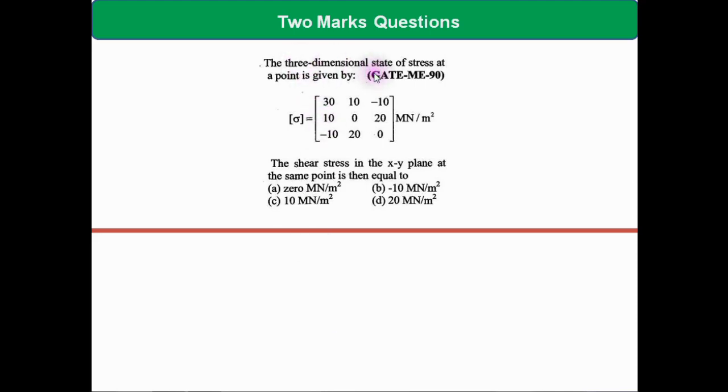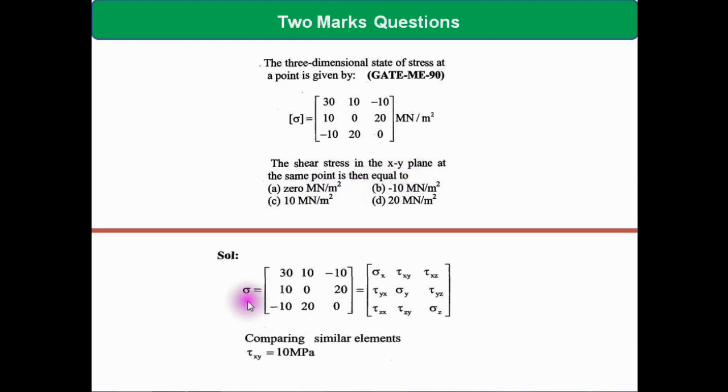The three-dimensional state of stress at a point is given by this matrix. The shear stress in the xy plane at the same point is then equal to, that means tau xy is equal to, we know that the stress tensor in three dimensions is given by this matrix. It is a 3 cross 3 matrix. It shows there are a total of 9 parameters. However, tau xy and tau yx are equal. Similarly, tau xz and tau zx are equal, and tau yz and tau zy are equal.